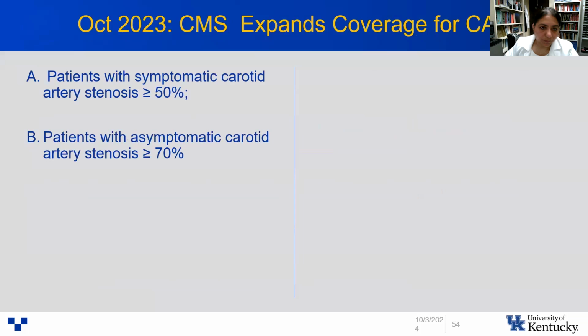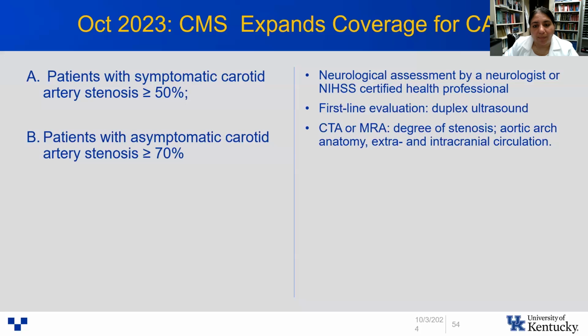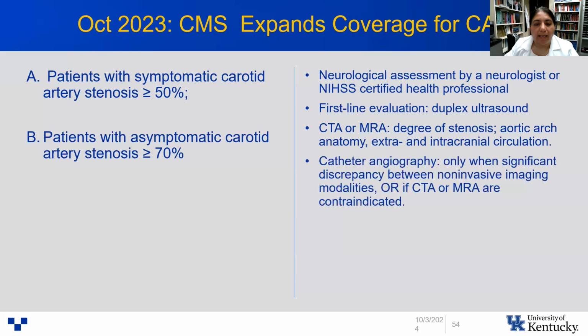So how do we decide which groups of patients are covered now? Patients who are symptomatic and have carotid stenosis of greater than 50%, and patients who are asymptomatic but have carotid stenosis of more than 70%. This is an aggregation of all the evidence we have since the 1990s. The patient has been evaluated by a neurologist or an NIH certified health professional, and has had an ultrasound exam, CTA or MRA to look at the aortic arch, neck vessels, as well as the intracranial circulation. And catheter angiography, the digital subtraction angiography, should be performed only when there is a discrepancy between these two modalities. Otherwise, you need not perform angiography for every patient.